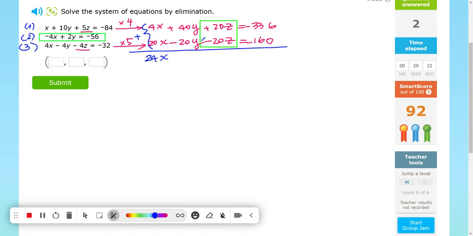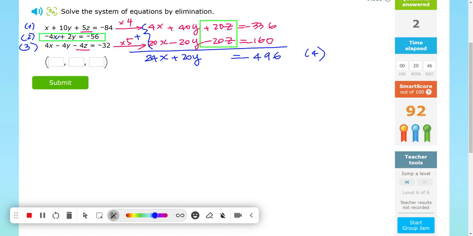24x, plus 20y, and then equal negative 946. I call this equation number 4. Okay, so now combine with equation number 2.